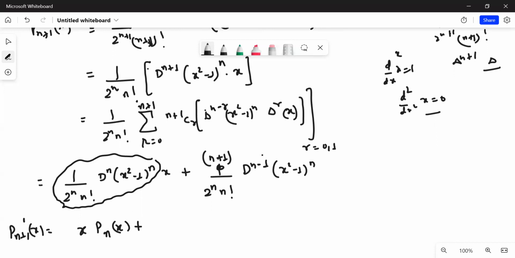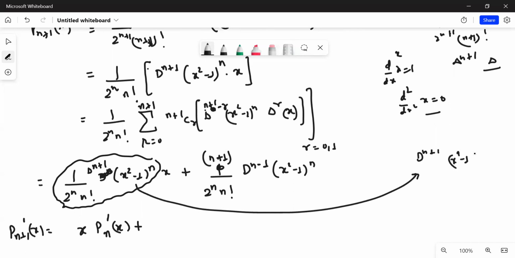So that was d^(n+1). Sorry, my mistake. If I write r equal to 0, so this is d^(n+1). So instead of writing d^(n+1), I will simply write it as, this x is undifferentiated. This will go here and this will be dash. Because what is d^(n+1)? It's d^(n+1) of (x square minus 1) to the whole power n, divided by 2 to the power n, n factorial. So what I'll do, I'll take a d out and then I'll take d^n. And this is like this.